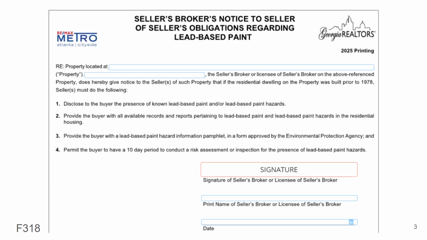Now, what if I list a house that was built in 2020? Do I need to do this? No. Should you do this? No. I'd say no. I really only think we should do this if the property was built prior to 1978. Christy, do you agree with that?